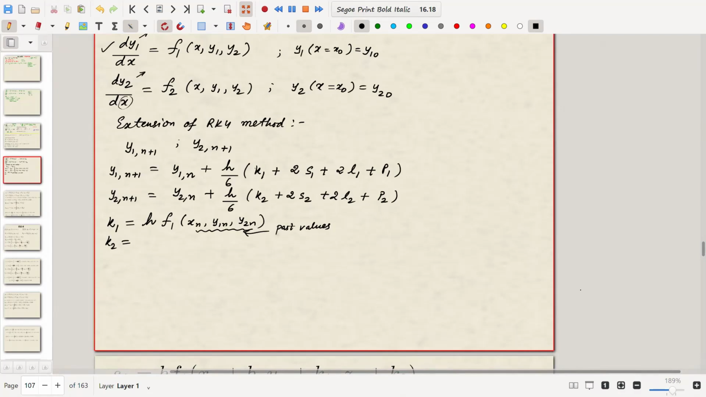K1 is H F1, dealing with the first function. Then K2 is a copy of K1, so it should deal with the second function. So what should be K2? Yes, H into F2 of xn, like the previous value. Similarly, y1n, the past value of y1. Similarly, the past value of y2. Agree? Fine. Can you tell me what is S1 now from your previous RK4 method?